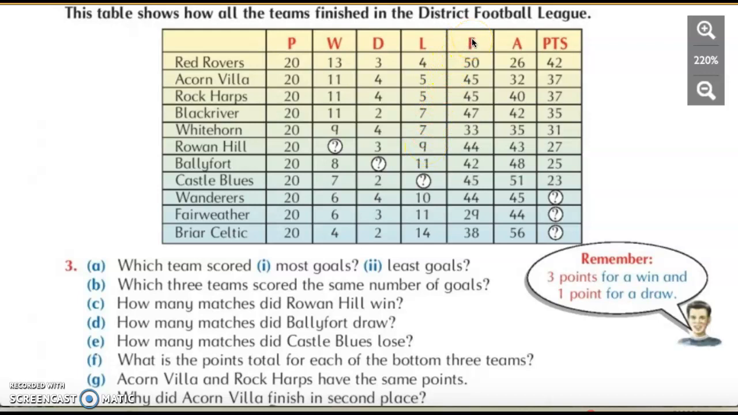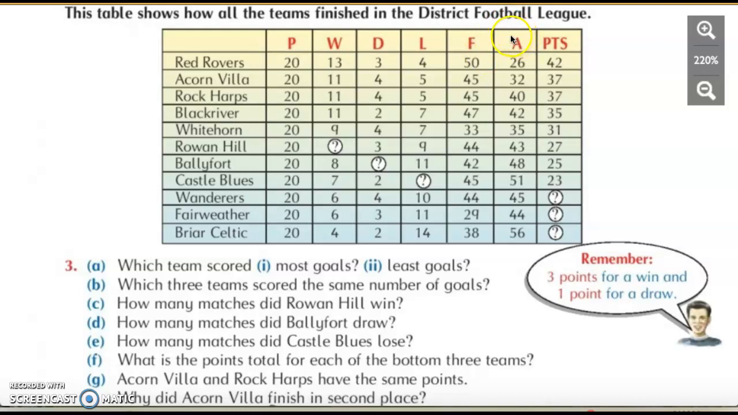F is for the amount of goals for, the amount of goals each team scored. Red Rovers scored 50 goals. Let's have a look at Ballyfort. They scored 42 goals over the entire season. Fairweather scored 29 goals over the season. So, goals for, that's why it's an F, the amount of goals each team scored in the season.